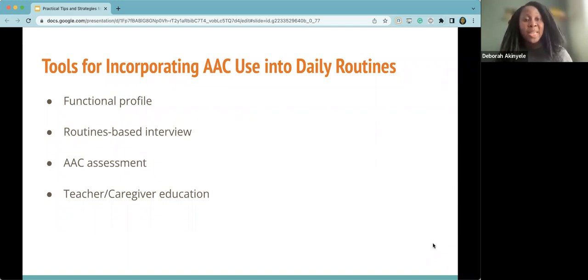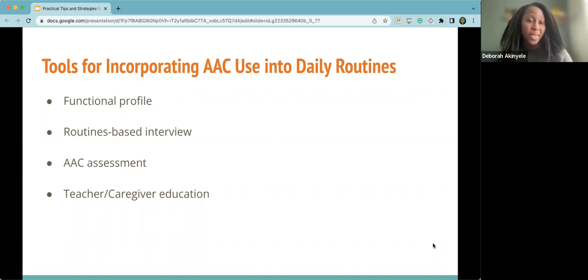And so really engaging teachers and caregivers in this process of identifying what the client is doing during the day helps us to then recognize what opportunities there are for teaching vocabulary, for teaching independent use of an AAC tool or device, and really just for being able to communicate with people in their environment.